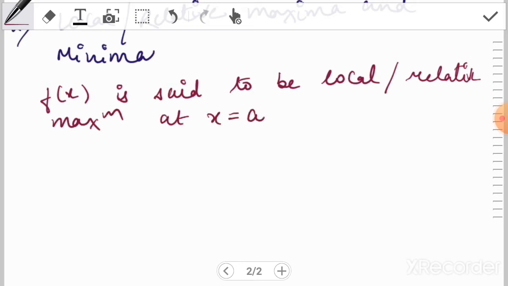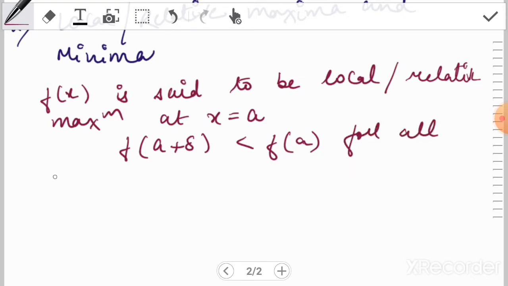if there exists a positive number delta such that f of a plus delta is less than f of a for all values of delta other than 0 in the interval minus delta to plus delta.